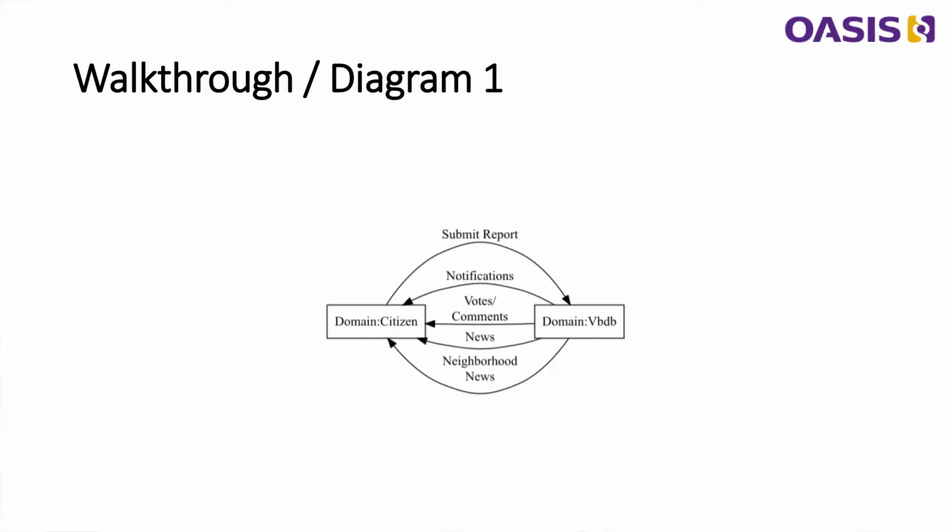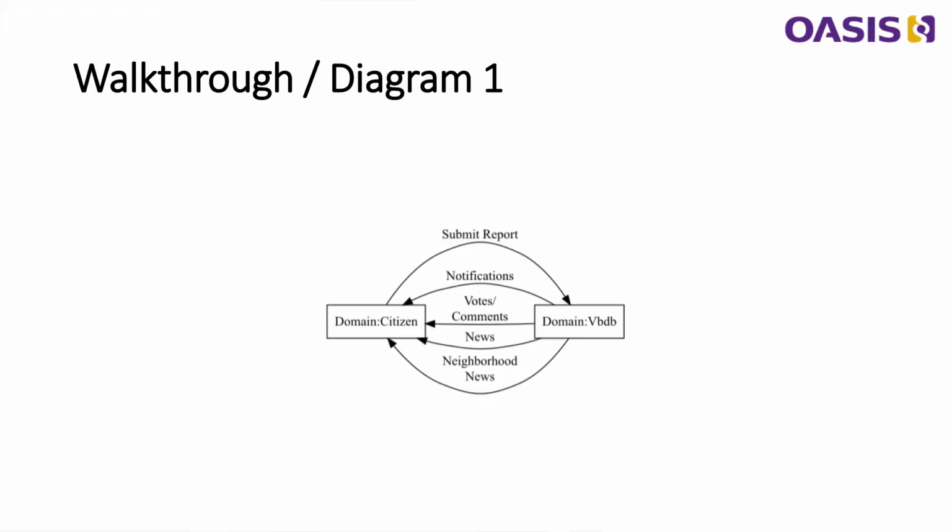Then we go to picture one. This is the domains, the top level domains, and it looks very simple. You have the domain citizen, you have the domain improve the neighborhood. There are some data flows running between them. The most important one is submit report.